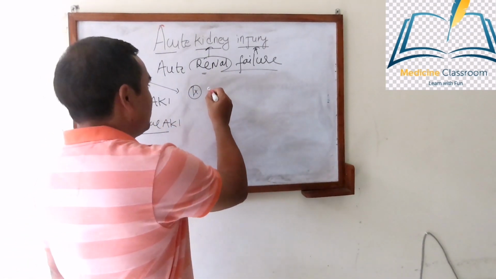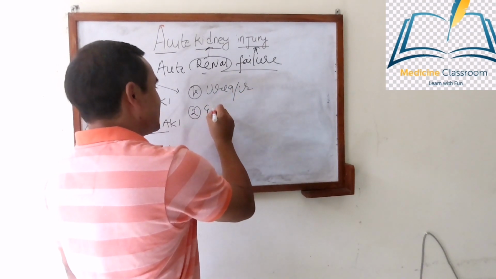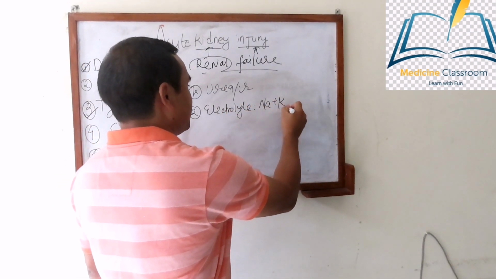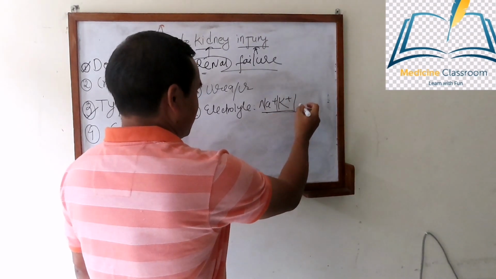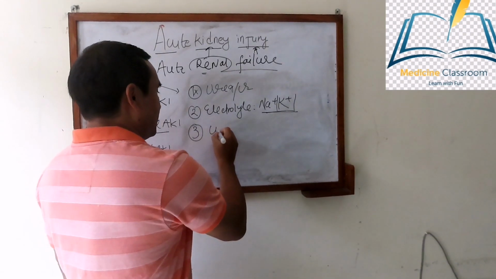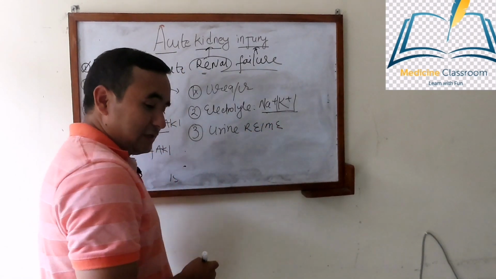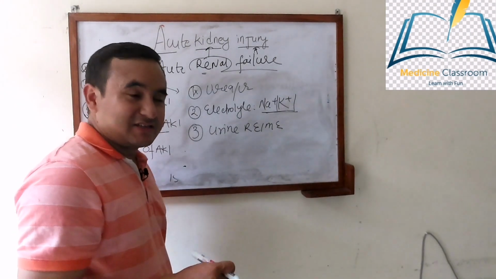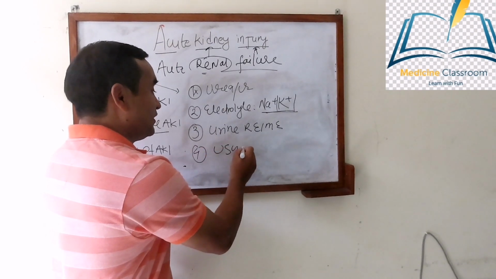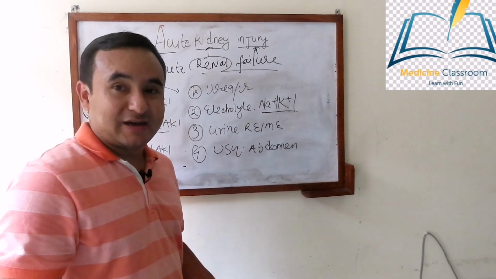Tests you can do include renal urea and creatinine, where most of the time it is elevated. You can do electrolytes, like sodium and potassium. Third, if required, you do urine routine examination, because it can give us a clue to different glomerulonephritis, tubulointerstitial disease or rapidly progressive glomerulonephritis. Definitely you can do USG abdomen to see the kidney size, because if the kidney is already shrunken, then it suggests CKD.